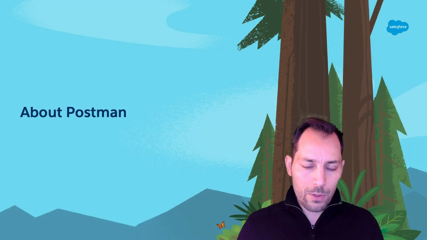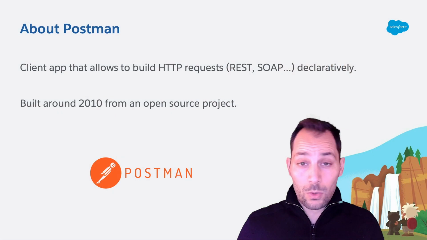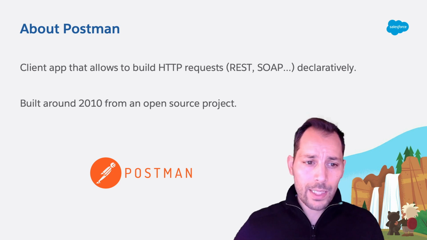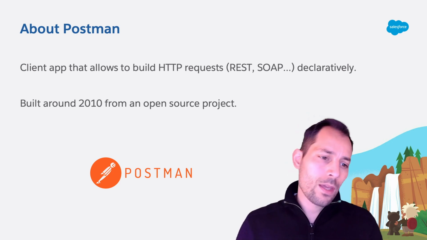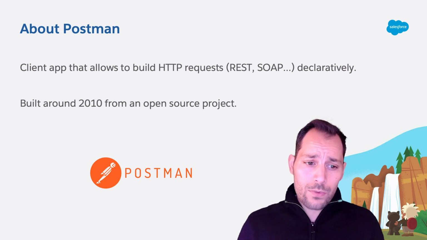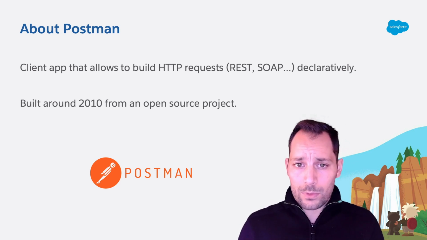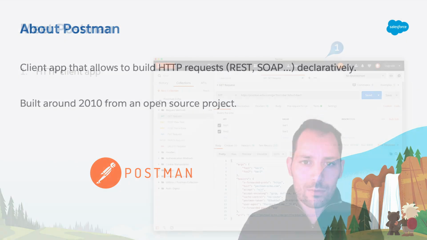Let's start with Postman. So what is Postman? Postman is a client application that lets you build HTTP requests declaratively. So you can basically create REST requests, SOAP requests, anything that is HTTP based. And you can do that with a very convenient user interface. Postman was built around 2010 and it started from an open source project and has since evolved.